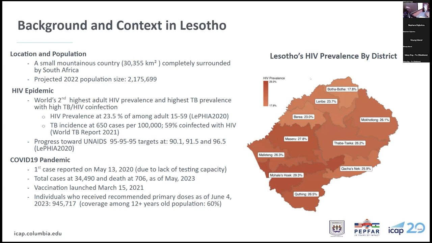So Lesotho is a small mountainous country of about 30,000 square kilometers. So it's like a tiny dot within South Africa. And according to our population projections 2022, we are estimated to have a population of around 2 million. So you can see things are manageable that side.